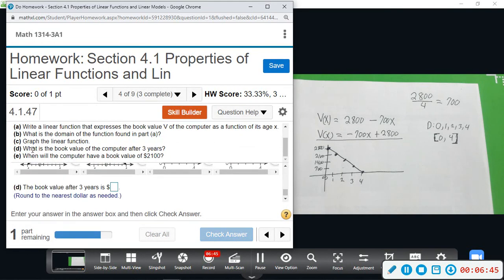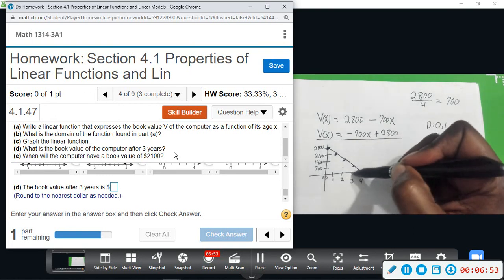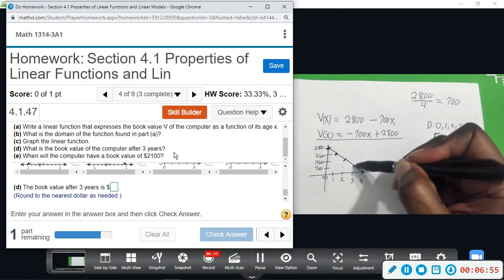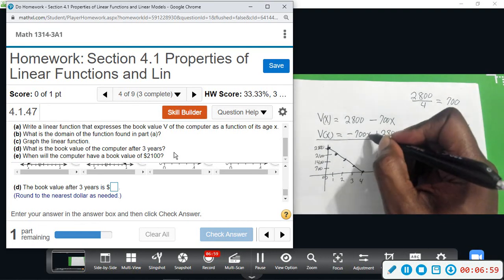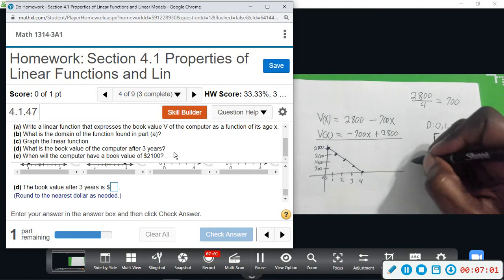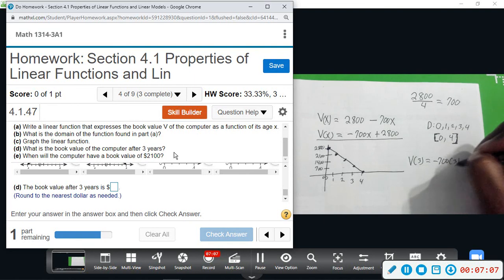Okay, now part D says what is the book value of the computer after 3 years. Based on our graph, we can see 1, 2, 3 years. Our computer is valued at $700. You can also just plug in a 3 here and then evaluate it. You can do V of 3. You can do it this way. So I'm going to plug that in. Negative 700 times 3 plus 2,800.